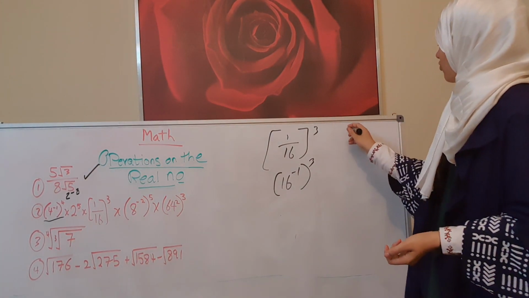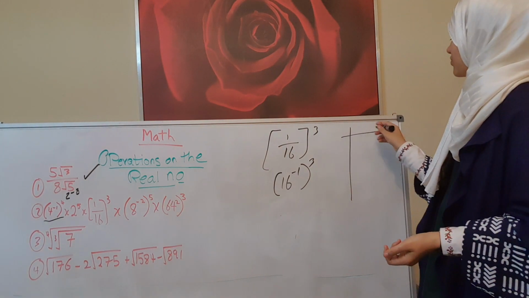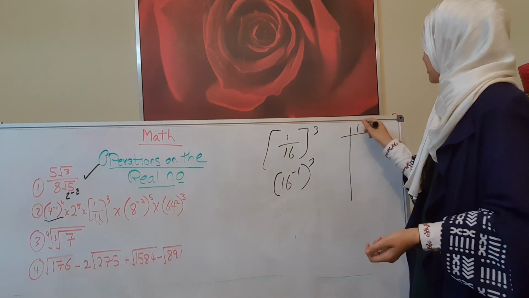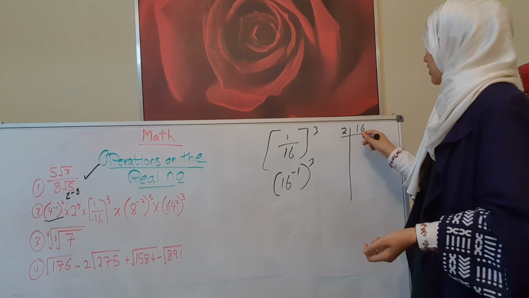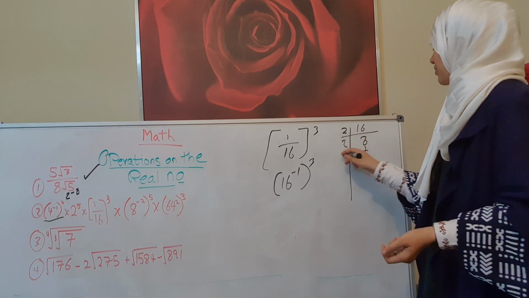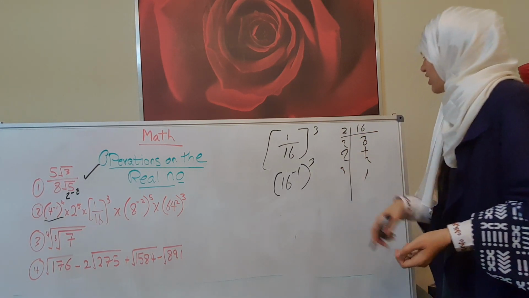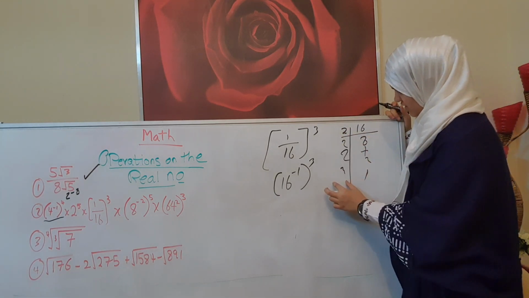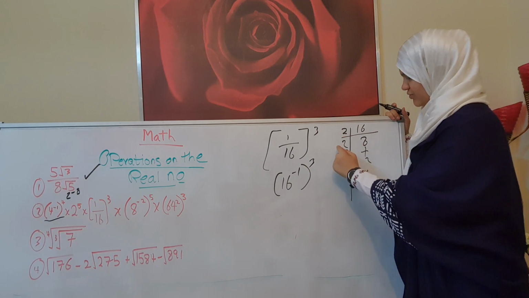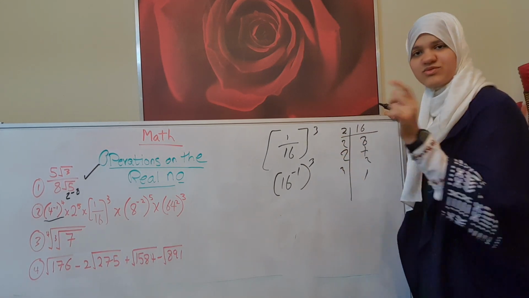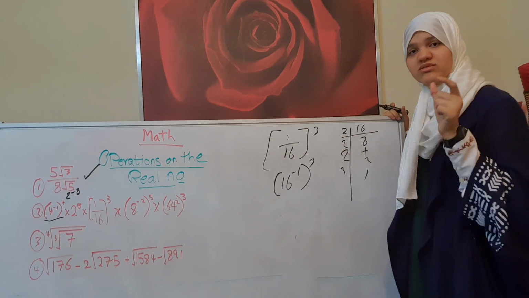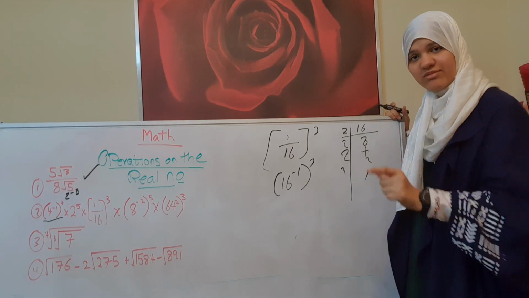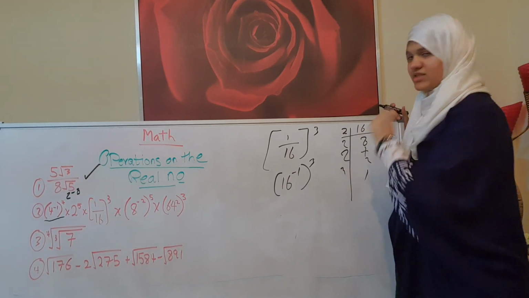So that means we'll use the easy way for the radical, as we said before. 16 divided by 2 is 8, by 2 is 4, by 2 is 2, by 2 is 1. So how many 2s can multiply itself to bring 16? 1, 2, 3, 4. That means 4 times. 2 multiplied by itself 4 times will bring us 16.